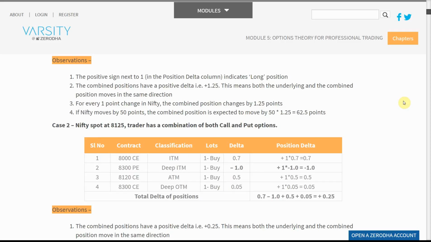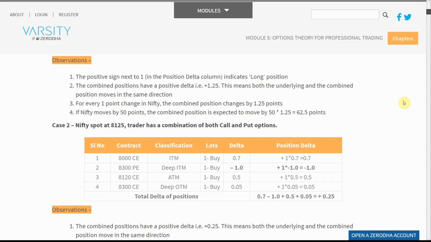Case 2, Nifty spot at 8,125. Trader has a combination of both call and put options. Serial number, contract, classification, lots, delta, position delta. 1. 8,000 CE, ITM, 1 by 0.7, plus 1 * 0.7 equals 0.7. 2. 8300 PE, deep ITM, 1 by minus 1.0, plus 1 * minus 1.0 equals minus 1.0.